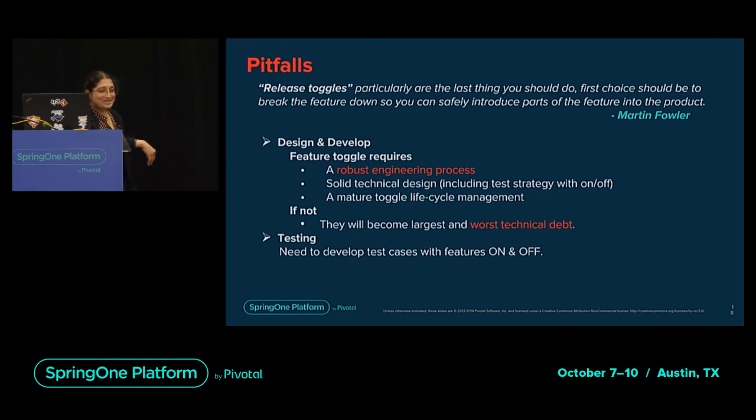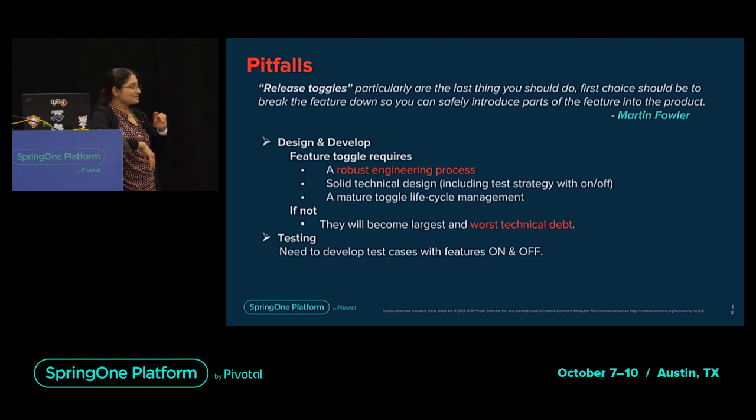And business toggles are okay. Why? Because it requires a robust engineering process. Just because it is cool and available, you cannot use it until you have a robust engineering process, a solid technical design, and, most importantly, mature toggle lifecycle management. You should have a plan as to when you want to recycle certain features and how intelligently you want to group them. Otherwise, it is going to be the worst technical debt.